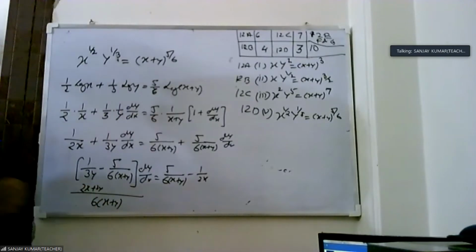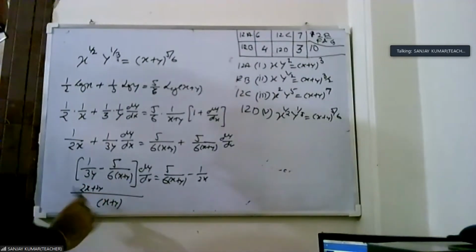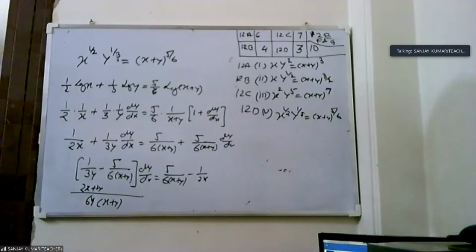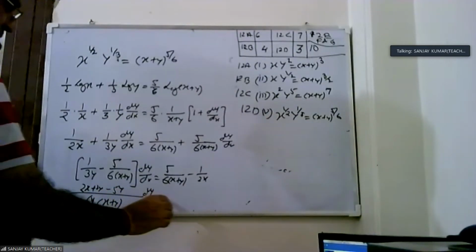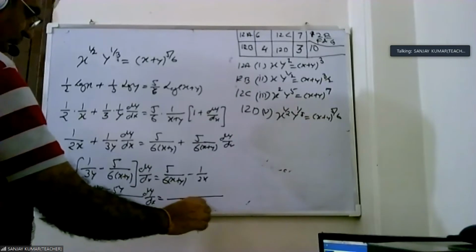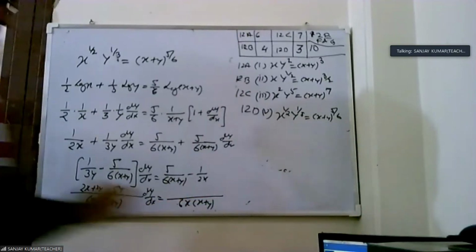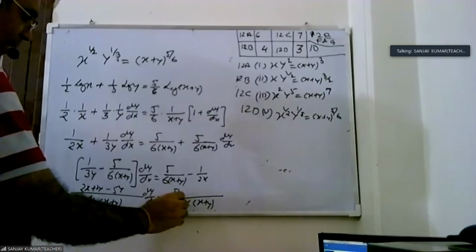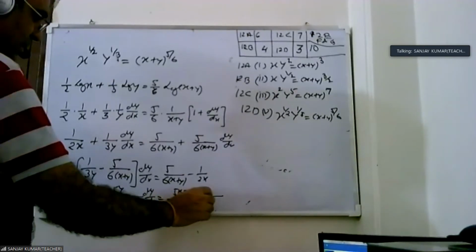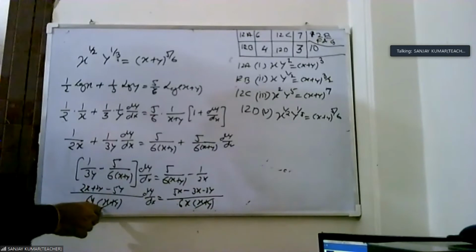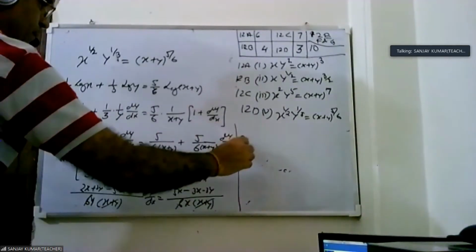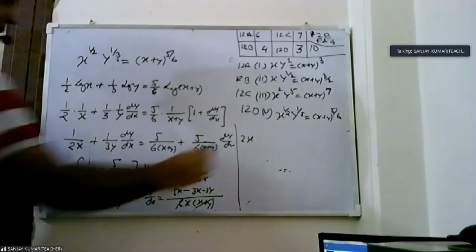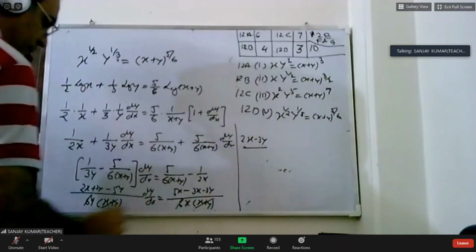Sorry, the LCM is 6y(x plus y). Okay, so the 3y's cancel, that is 2(x plus y), then 6(x plus y) cancels, minus 5y into dy by dx. On the right side, we take the LCM again, that is 2x(x plus y), 6x(x plus y). Then this is 5x minus 2(x plus y), that is 3x minus 2y. The x plus y cancels with x plus y, 6 cancels with this 6. Then we have 2x minus 2y minus 5y upon y.